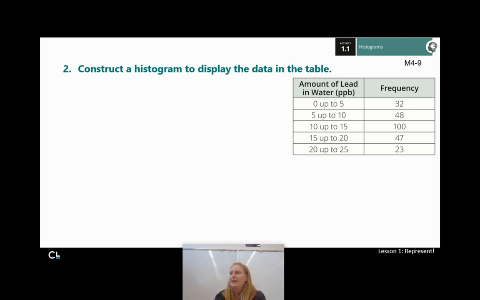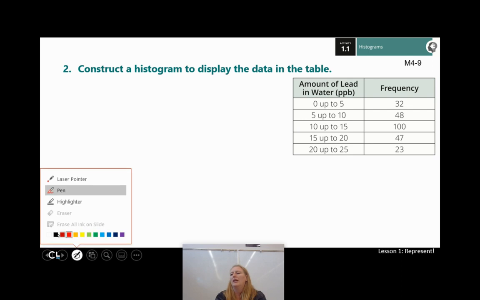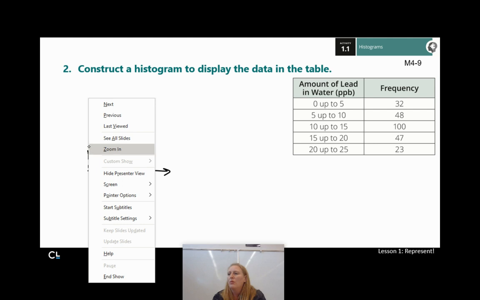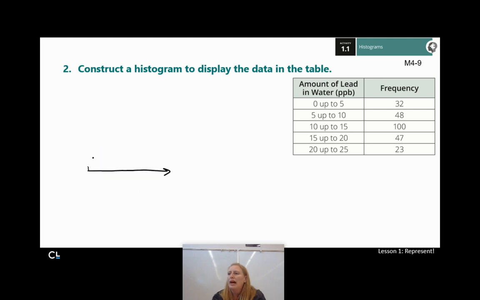So I'm making my histogram. I'm going to grab a couple different colors here. So we said that the bar was the width, so I guess that's going to be my x-axis. And then we said the height of our bar is our frequency. So I'm going to do this right here.